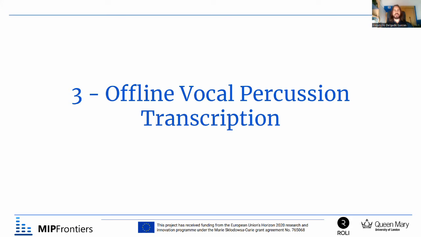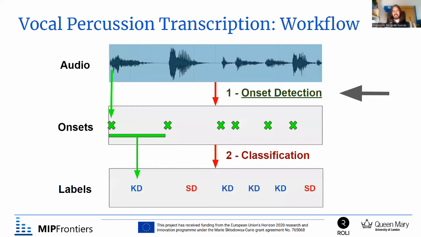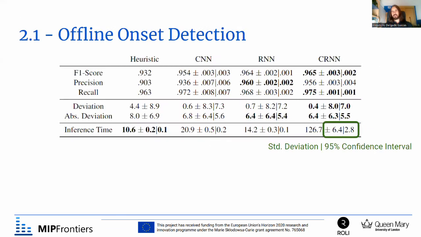All right, so now let's talk about offline vocal percussion transcription. In this case, we have access to the whole audio file, and in consequence to the whole region between each onset. So we have more information to model. We tried different algorithms for this, some heuristic, like the online case. We tried a convolutional neural network, a recurrent neural network, and a convolutional recurrent neural network. We measured performance in accuracy scores, like the F1 score, also the relative and the absolute deviation from the onset times, so the predicted onset times and the ground truth, and also the inference time, so how long each algorithm took to arrive at the prediction of the onset.